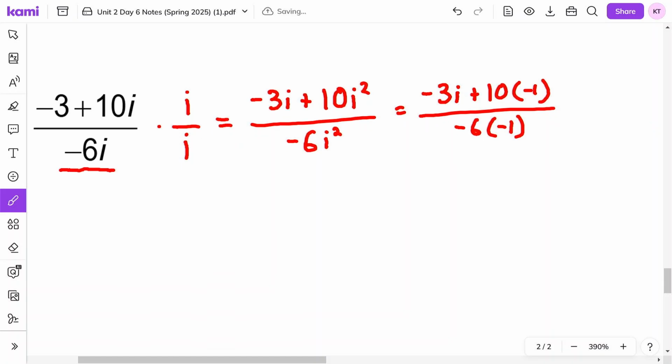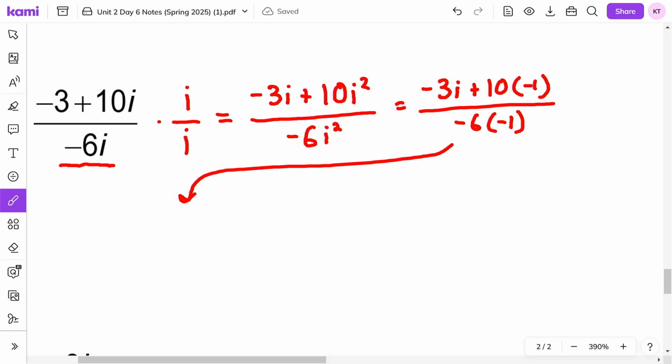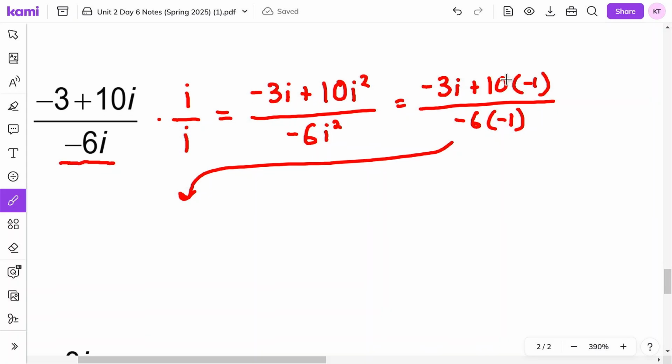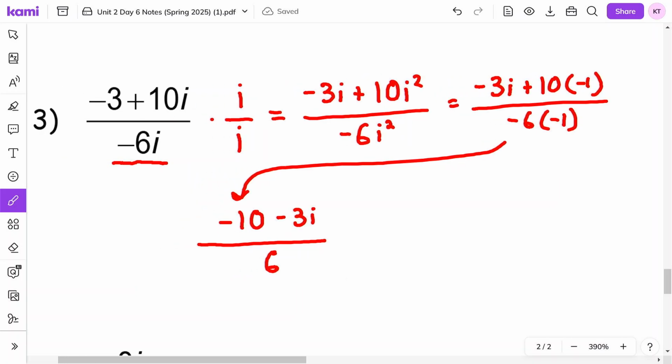So I'm going to simplify this down here. Negative 1 times 10 will give me negative 10, and I'm going to move that to the front to write this in standard complex number form. So negative 10 minus 3i divided by negative 6 times negative 1, which will then give me a positive 6. So if I was to rationalize number 3, negative 10 minus 3i divided by 6 would be my solution.